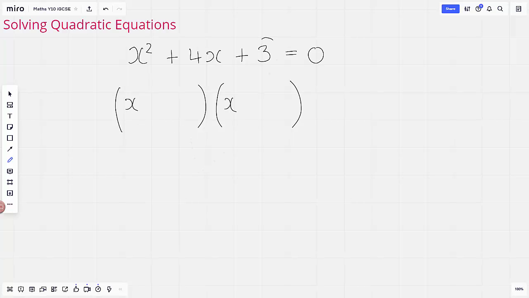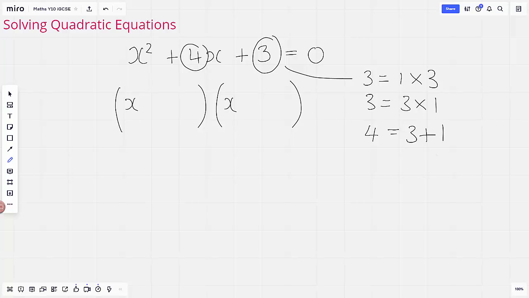When they multiply together we'll get our x squared. Now we'll look at this last term again, 3. How do we produce a 3 when we multiply two numbers together? Remember, a number is going to go in here, a number in here, multiply together will give us 3. Well, of course the answer is just 1 times 3. Now it could be 3 times 1, but it's a little bit trivial in this particular example. Now we ask ourselves the question, how do we generate the 4x, using a 3 and a 1? Well, I think straight away you can see that 4 is going to be 3 plus 1. So our solution looks like a 1 here, a 3 here, plus and plus to give us that.